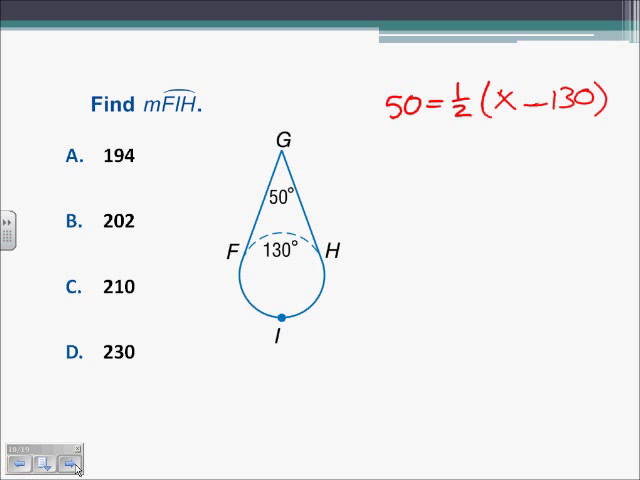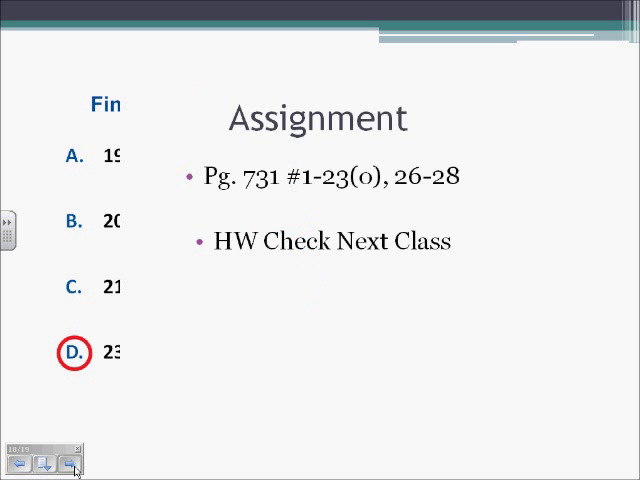And we can double check that right away. We multiply both sides by 2. 100 is going to equal x minus 130. We add the 130 to both sides. 230 is going to equal x. So our answer is letter D. And this ends lecture 10.6.